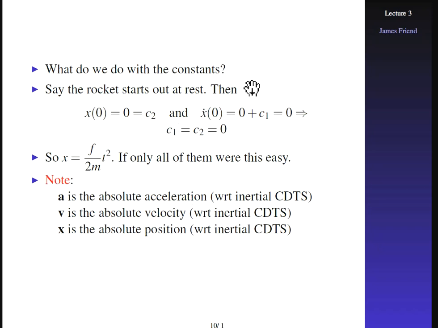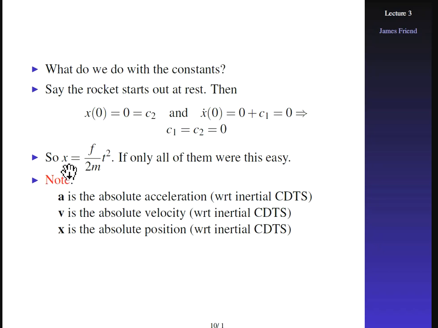Say the rocket starts out at rest, then x at time t equals 0. For example, I'll write x as a function of time t. We just substitute in 0 for t here. Well, that's equal to 0, say, and that's equal to c2, so then c2 is equal to 0. The velocity at time 0 is equal to 0 as well, and that's plus c1 here. Sorry, x dot at 0 is 0, and that's equal to c1. So c1 and c2 are equal to 0.